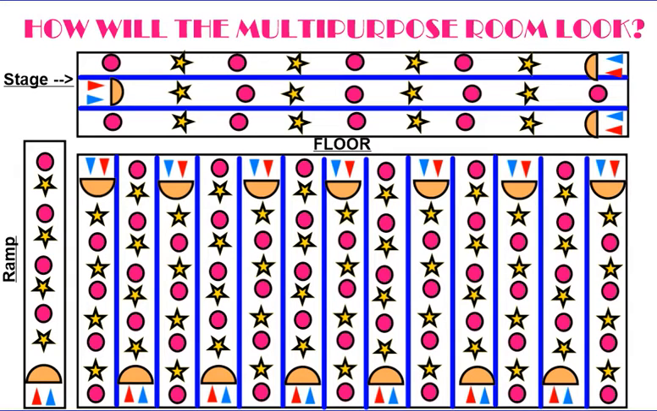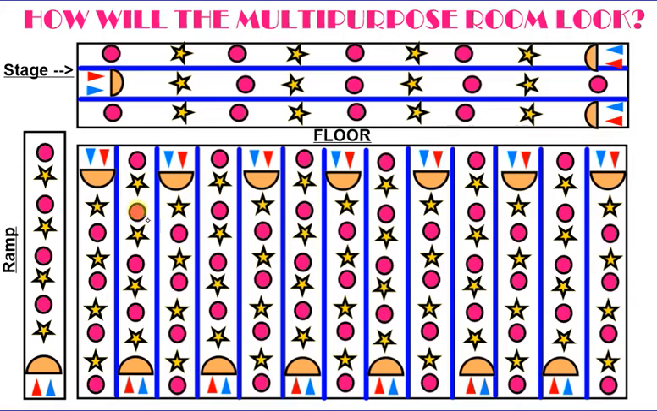Now, what will the multi-purpose room look like? Don't be too overwhelmed by this. All you're going to focus on is your one row. But just to show you, there's going to be some groups on the stage, some groups on the floor, and even some groups on the ramp leading to the stage. Now, just to walk you through what all of these different symbols mean. The triangles are going to be 2 different groups. We're going to have 2 teams to 1 row, and we're going to call them Team A and Team B.